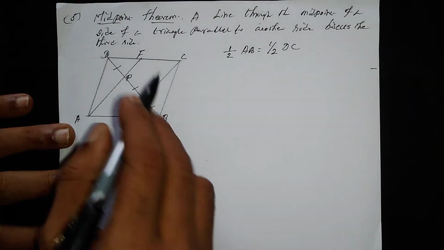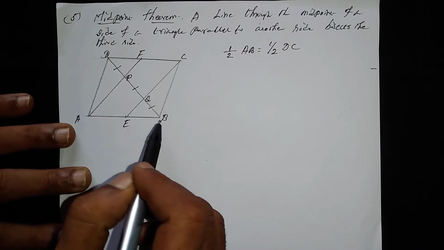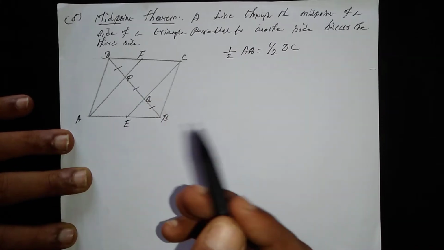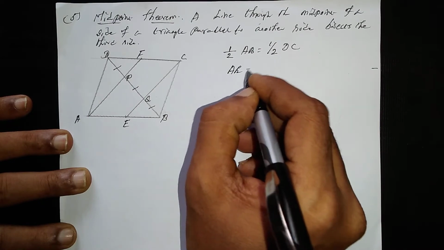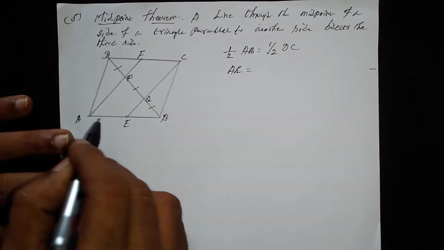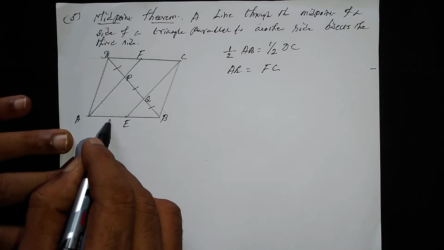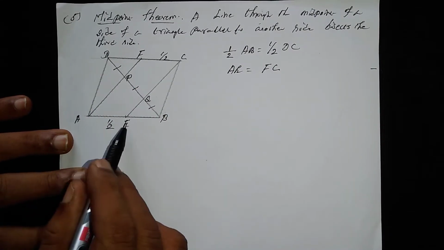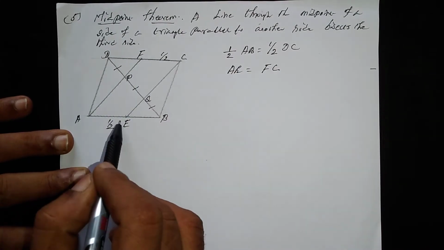because AB is parallel to DC, it is given in the question that it is a parallelogram. And in a parallelogram, opposite sides are equal. So based on that we can say that AE is equal to FC, because this is a half portion and this is a half portion.